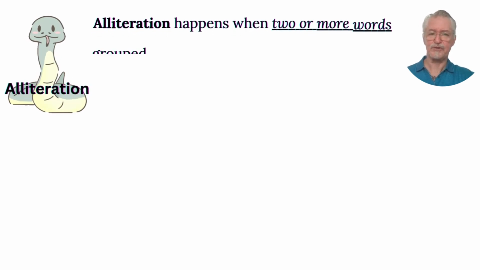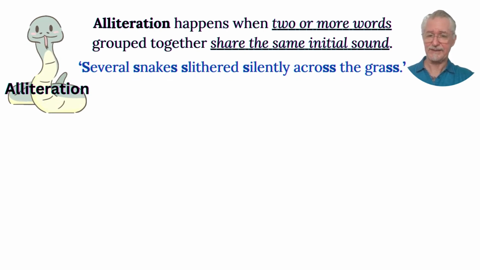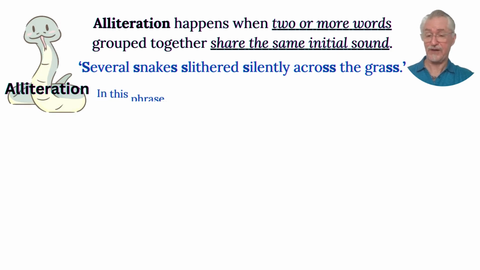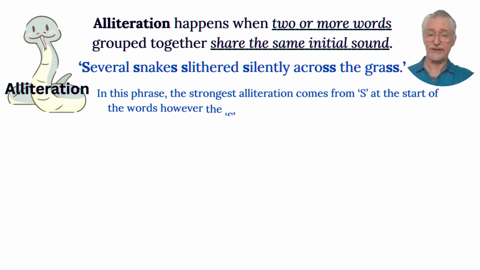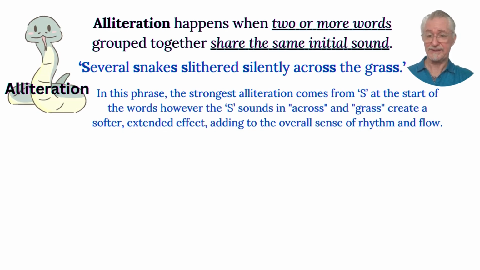Alliteration happens when two or more words grouped together share the same initial sound. Several snakes slithered silently across the grass. So in this phrase, the strongest alliteration comes from S at the start of the words. Several snakes slithered silently. However, the S sounds in across the grass at the end of the sentence, they also create an extended effect, adding to the overall sense of rhythm and flow.